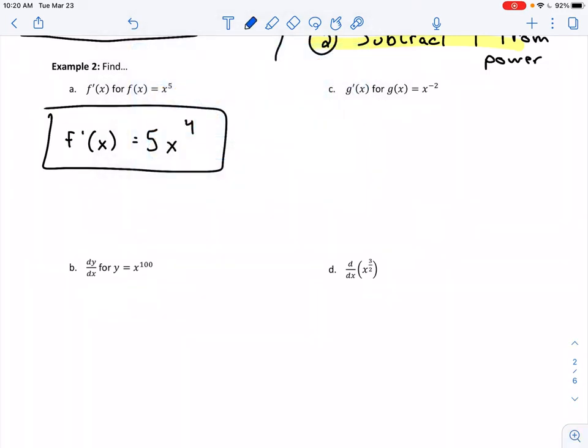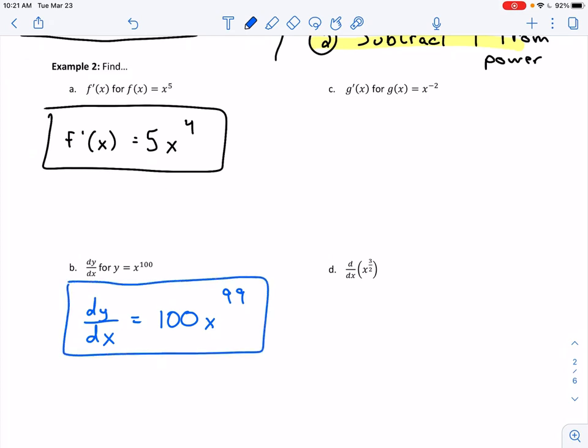If I wanted to work with a bigger function, here I might want to find dy over dx. Remember, that's just another way that we can write the derivative. If I was working with y equals x to the 100th power, this is still just a derivative. I can still use my power rule, multiply by my power of 100, x, and subtract 1 from my power. I now have x to the 99th power. So there is my derivative.